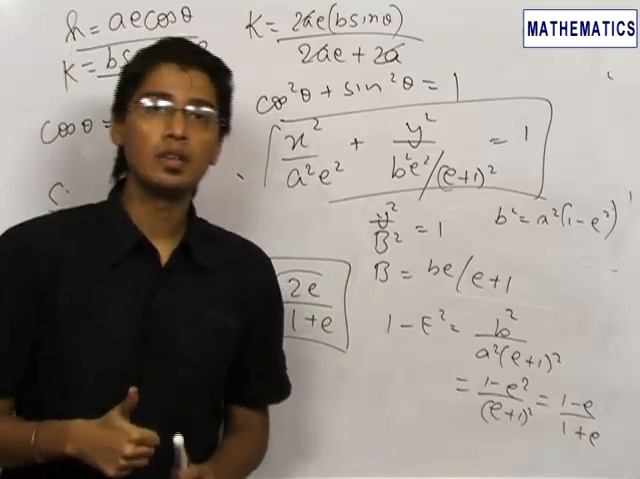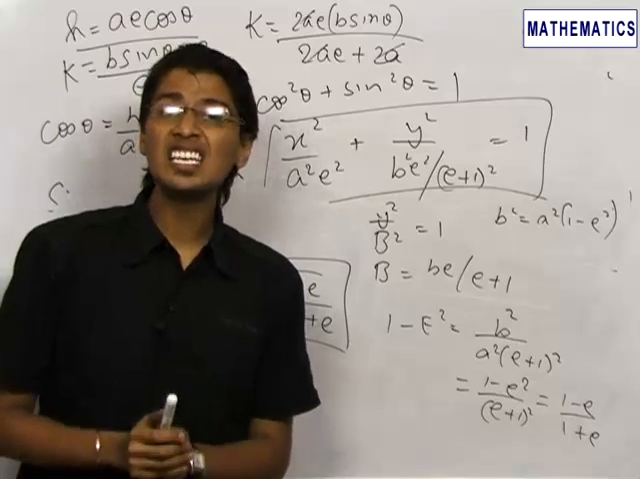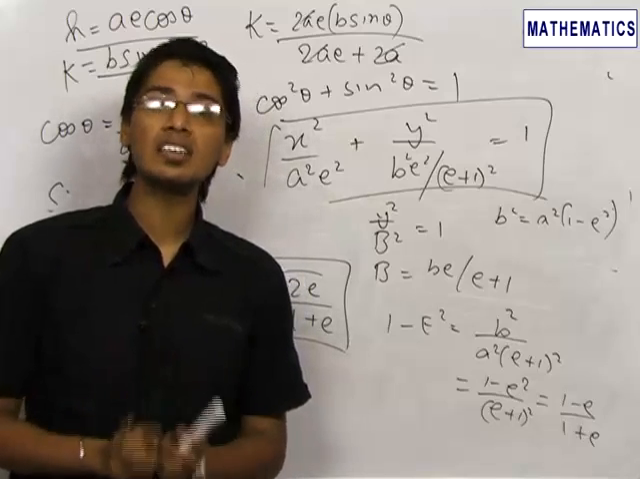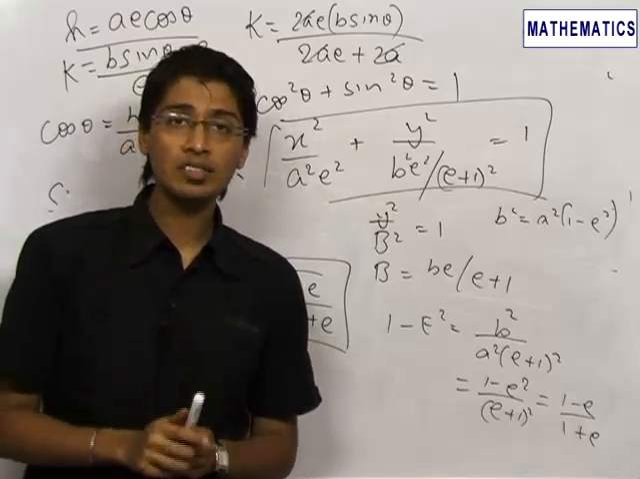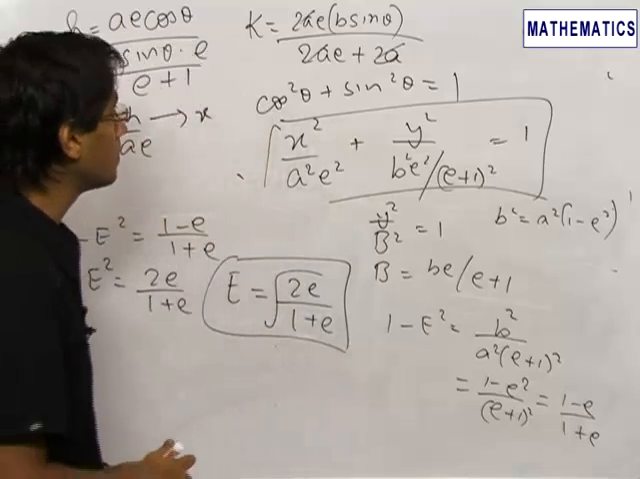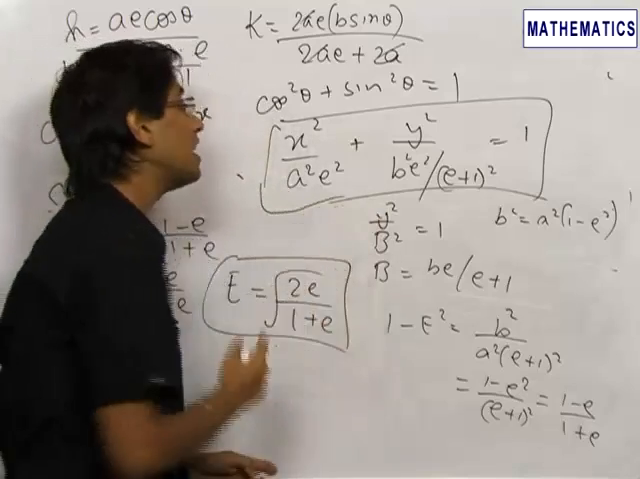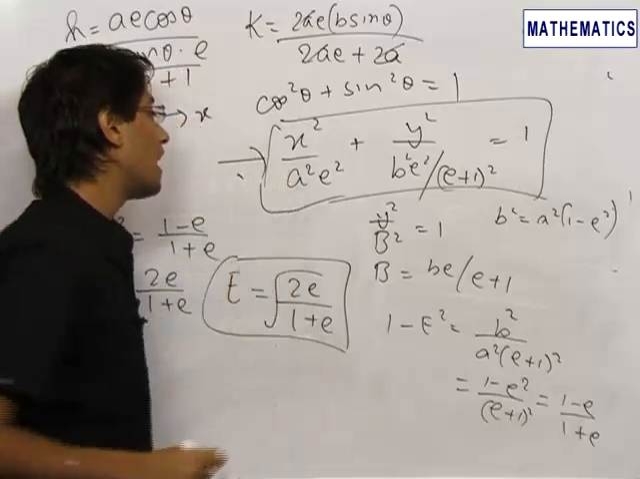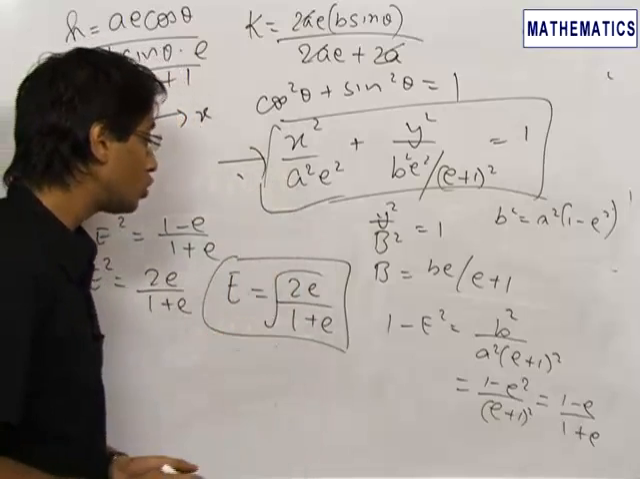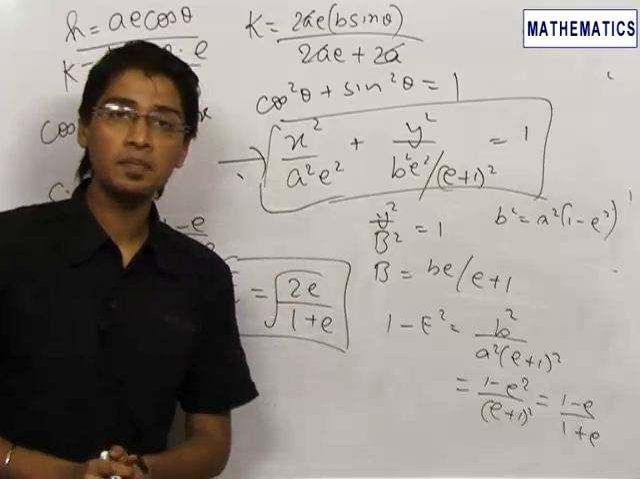In this problem, we remembered the formula for the incenter of a triangle whose 3 sides and the 3 vertices are given. This is the important formula that you should remember, and hence we proved the locus of the incenter of the triangle to be an ellipse, and found the eccentricity to be equal to under root of 2e upon (1 plus e), which is the final answer.